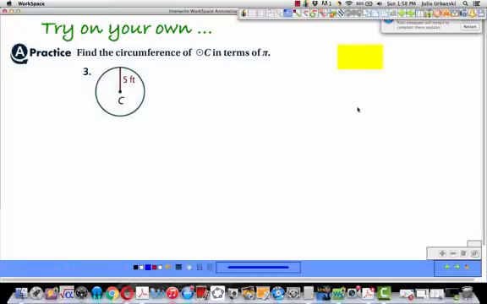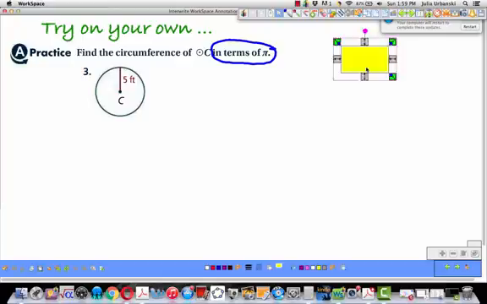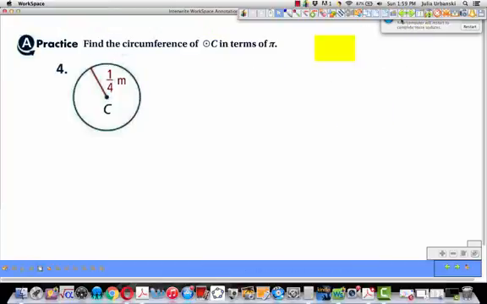Take a minute, hit pause, come back when you think you have it. Okay, so this one, remember, they asked you to leave it in terms of pi, so you should see the pi sign in your answer. And so for this one, it would be pi times 10, or 10 pi feet, should have been your answer. And this one should have been pi over 2 meters.